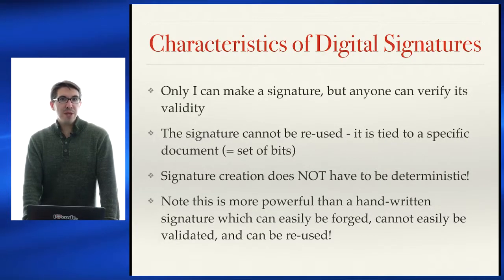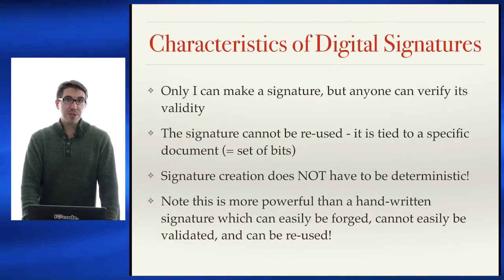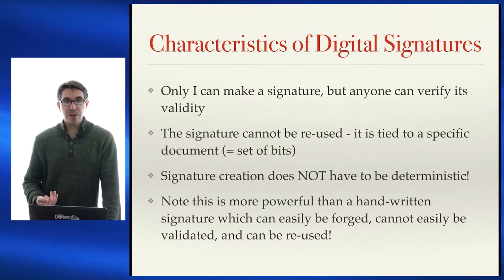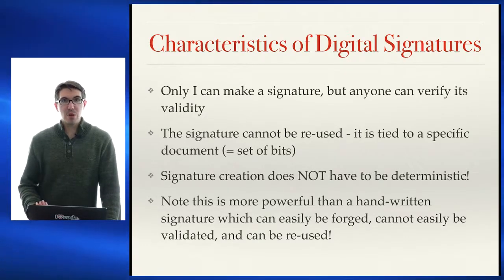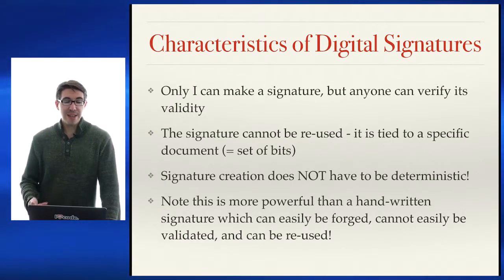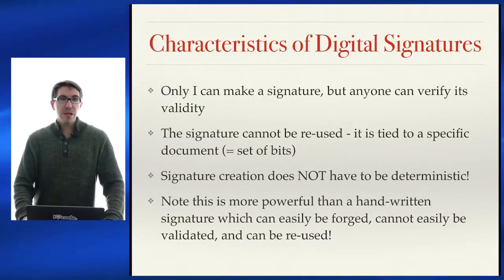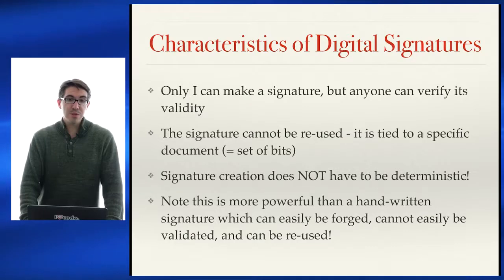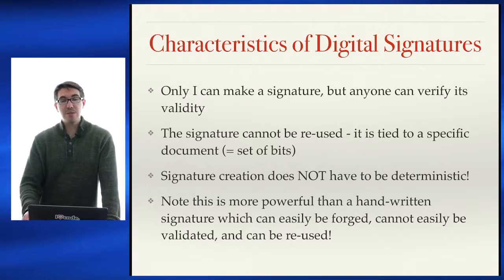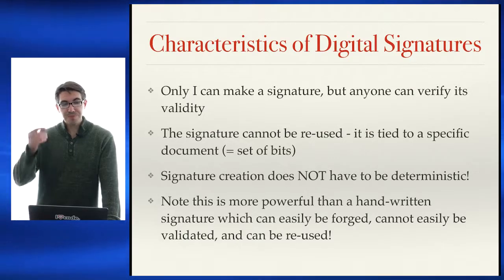So we want a few characteristics for a good digital signature. If I want to make a signature, only I should be able to make that signature. No one else should be able to copy it or make their own signature on a piece of data. But conversely, anyone should be able to tell that that signature did come from me. They can verify that it's valid. The signature can't be reused. It's tied to a specific document, and any document can be considered a set of bits.